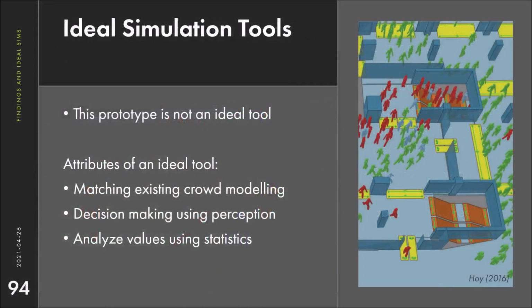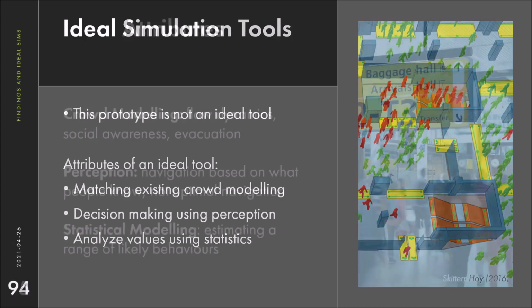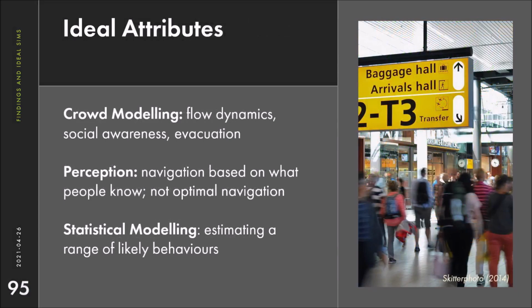Although this prototype has achieved some success, it is far from ideal. But there are some attributes that I found would be beneficial for any architectural tool. This includes fundamentals of crowd modeling, incorporating perceptive decision-making, and using statistics to analyze architectural values. At a minimum, crowd modeling would address flow dynamics, social behaviors, and egress.